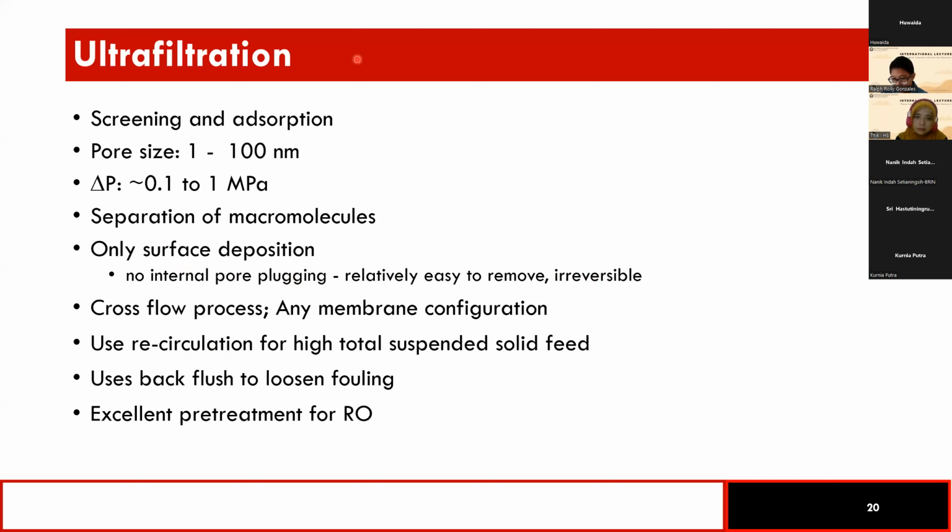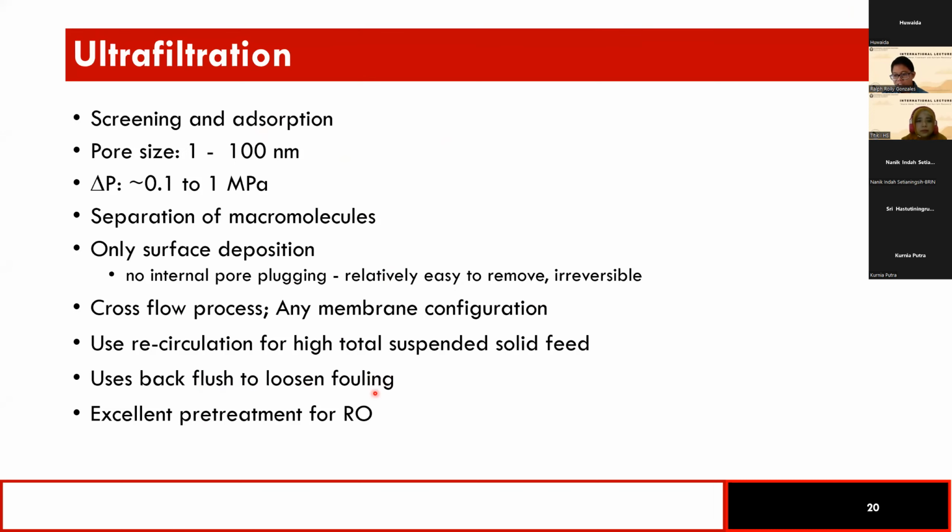So the cross-flow process is done for ultrafiltration. So ultrafiltration cannot be done using dead-end filtration. And we can use any membrane configuration. So for ultrafiltration, there is a recirculation for high total suspended solid feed. So for example, if the feed water contains a lot of solids, it may require several stages of ultrafiltration to achieve good permeate water.